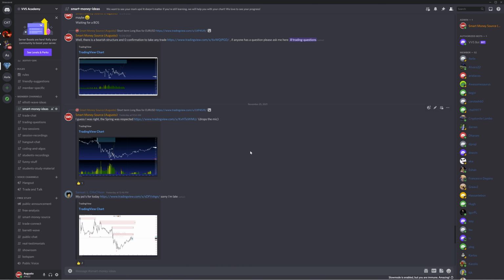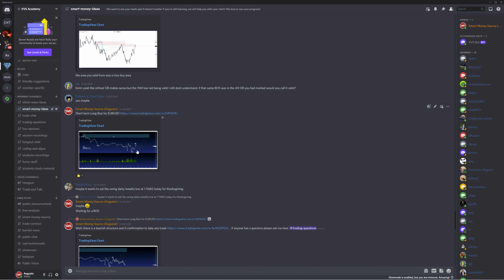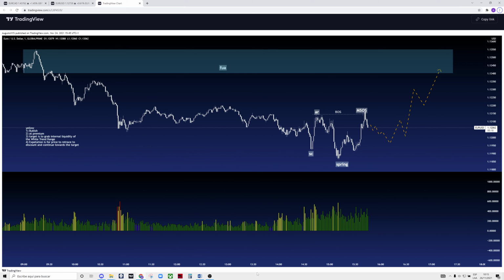Now let's analyze the chart I sent yesterday for USD. I was looking to long. I spotted a nice accumulation schematic, and once that accumulation was over, I sent the chart and the trade ended up working perfectly. You can see here we have a downtrend on USD.